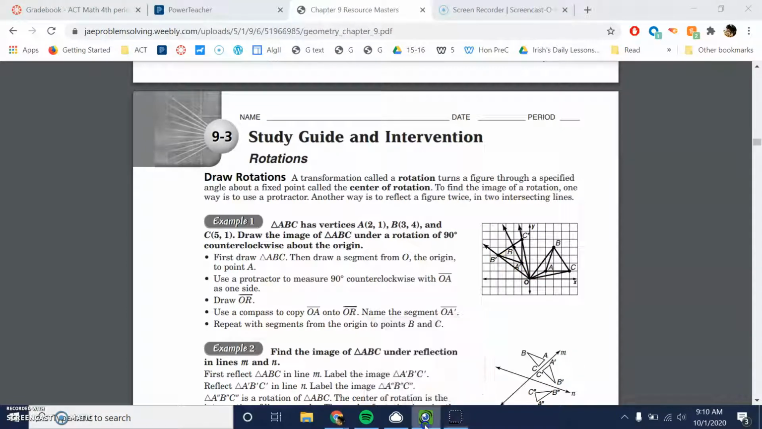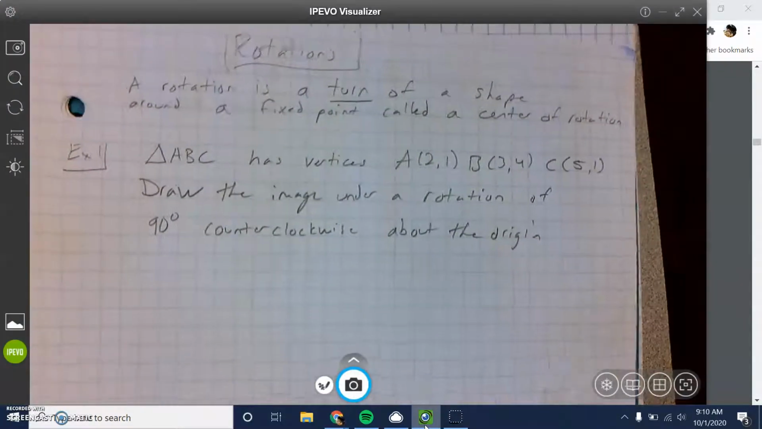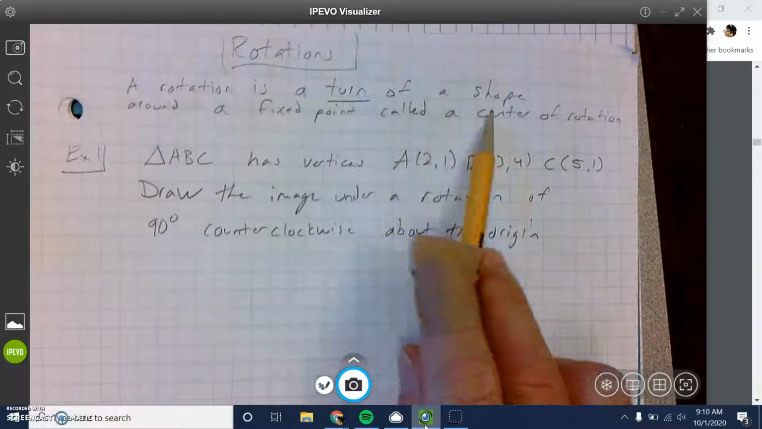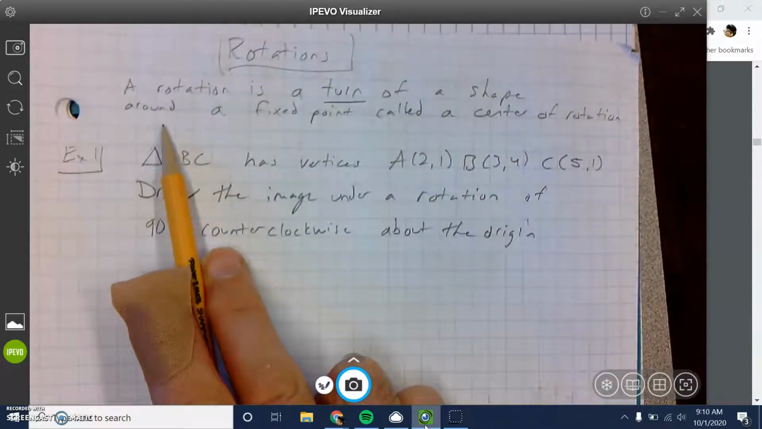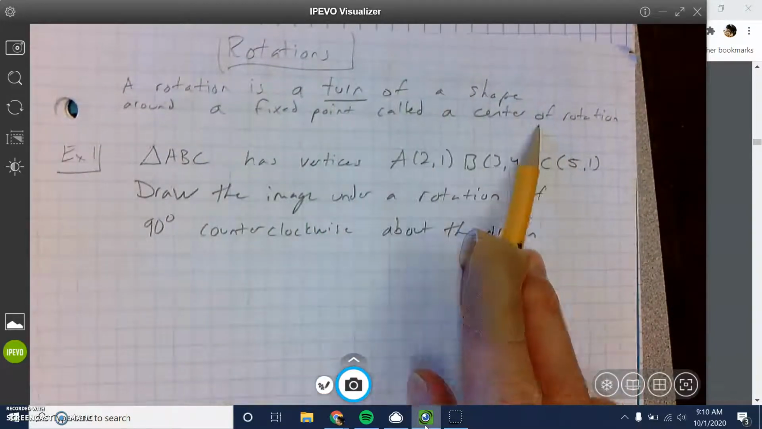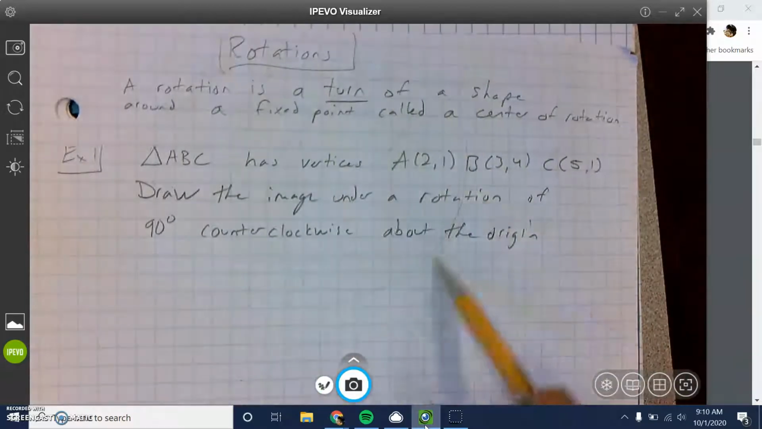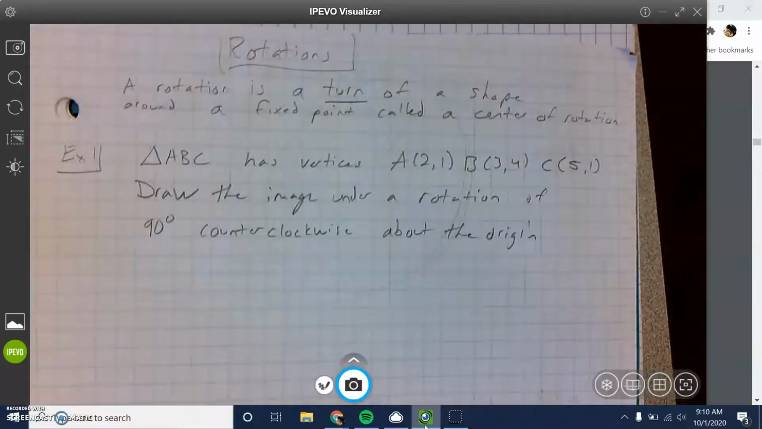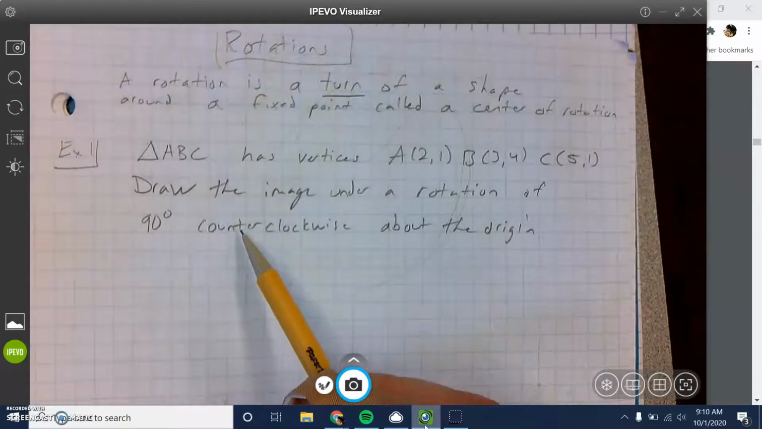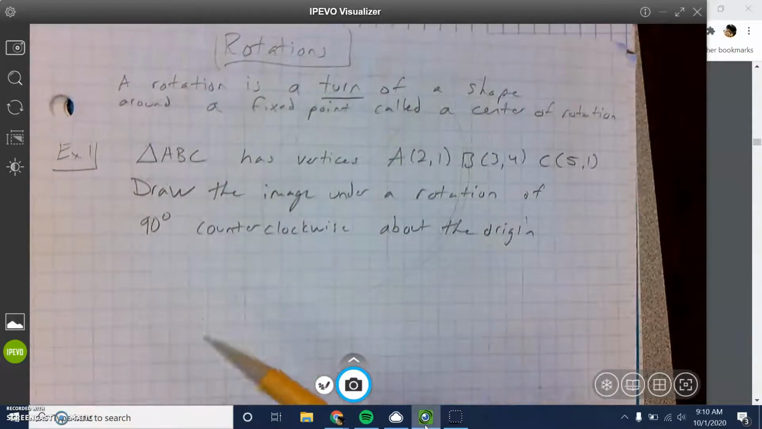So check it out. Here are my notes. So rotation is a turn of a shape around a fixed point called the center of rotation. So it's going to turn it in circles. And you're going to get a question like this, which might look confusing at first, but don't worry, we've got to parse it out and see what's going on.